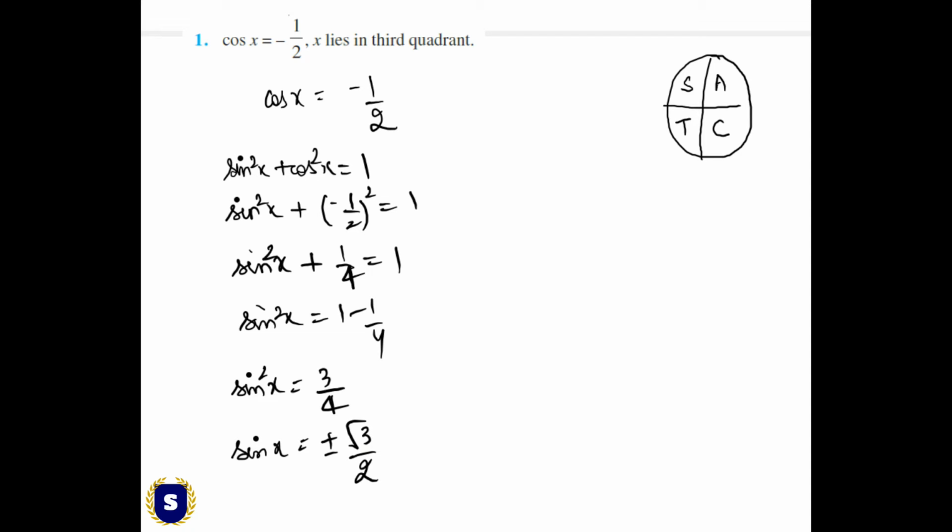We have put plus minus here because calculating the under root of 3 by 4 will give both values, positive as well as negative. But since x lies in the third quadrant where sine is negative, we will get the value of sine x as negative. Sine x is equal to minus root 3 by 2. Right? So we can use these two values, the value of cos x and sin x, to calculate other trigonometric functions.